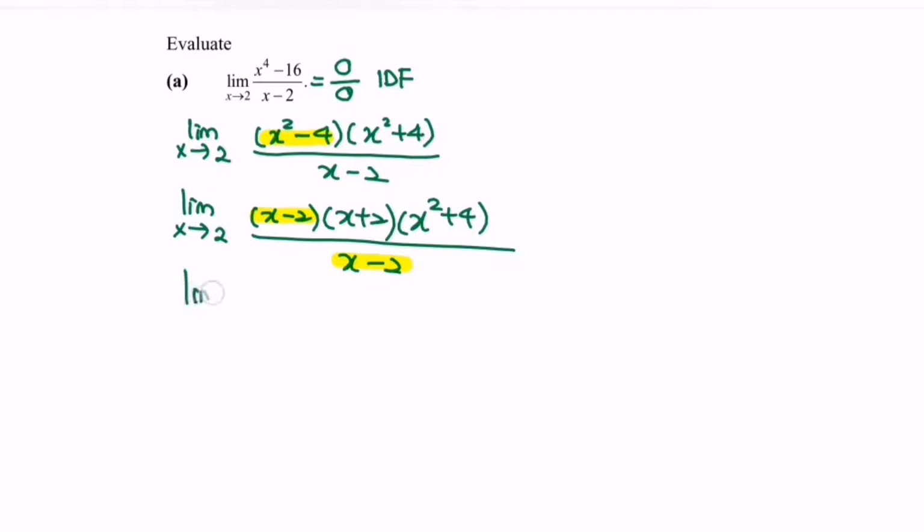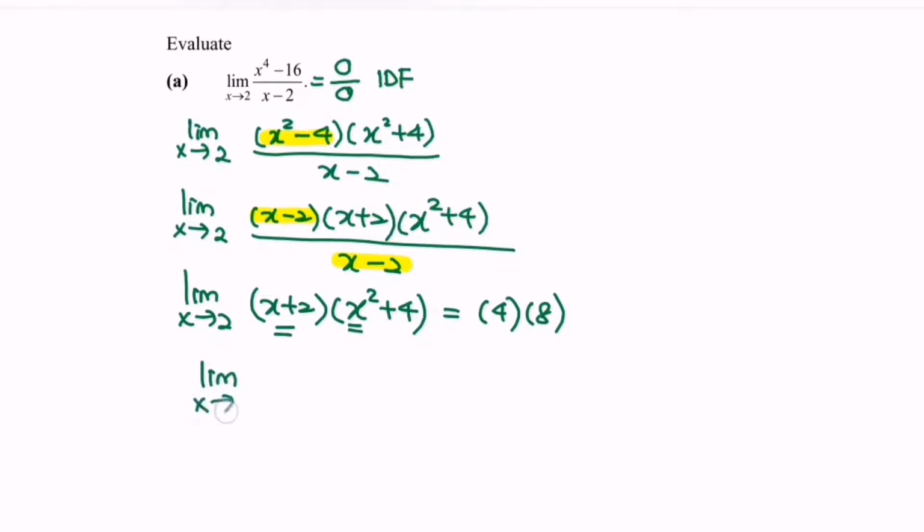So the limit when x approaches 2 for x plus 2 multiplied with x squared plus 4. Kindly substitute the value 2. In here we will have 4. Next we will have 4 plus 4, so we will have 8. If we multiply, the limit when x approaches 2 for x to the power 4 minus 16 over x minus 2 will approach 32.